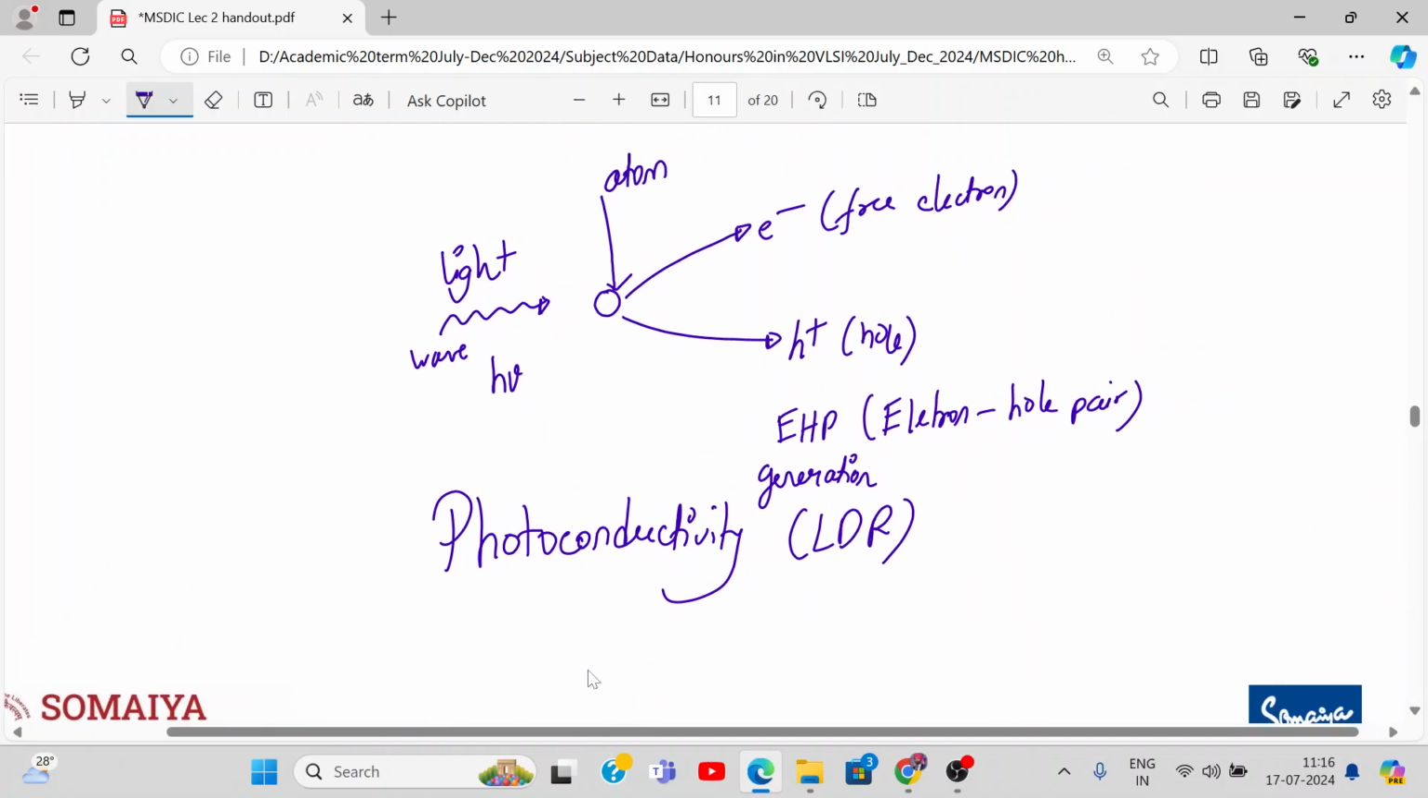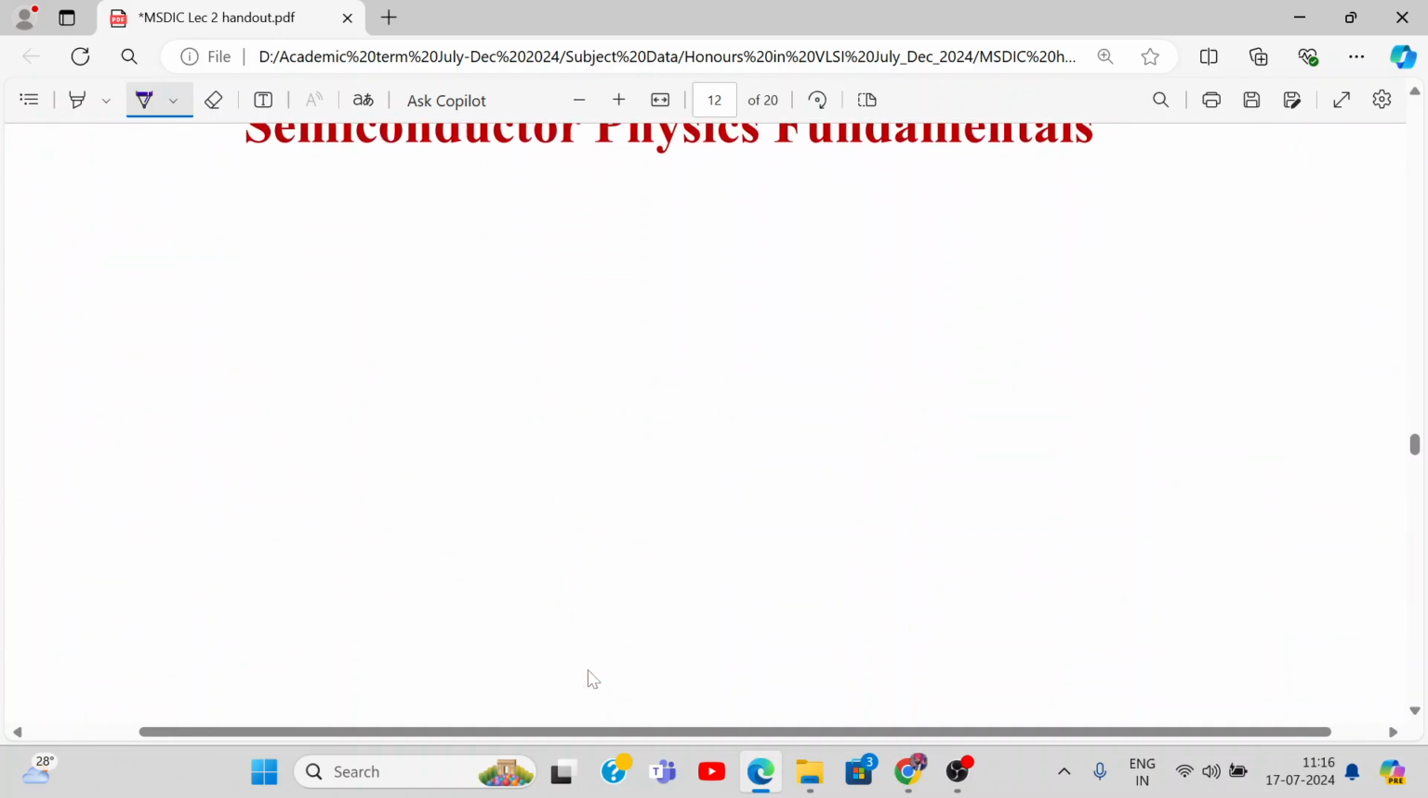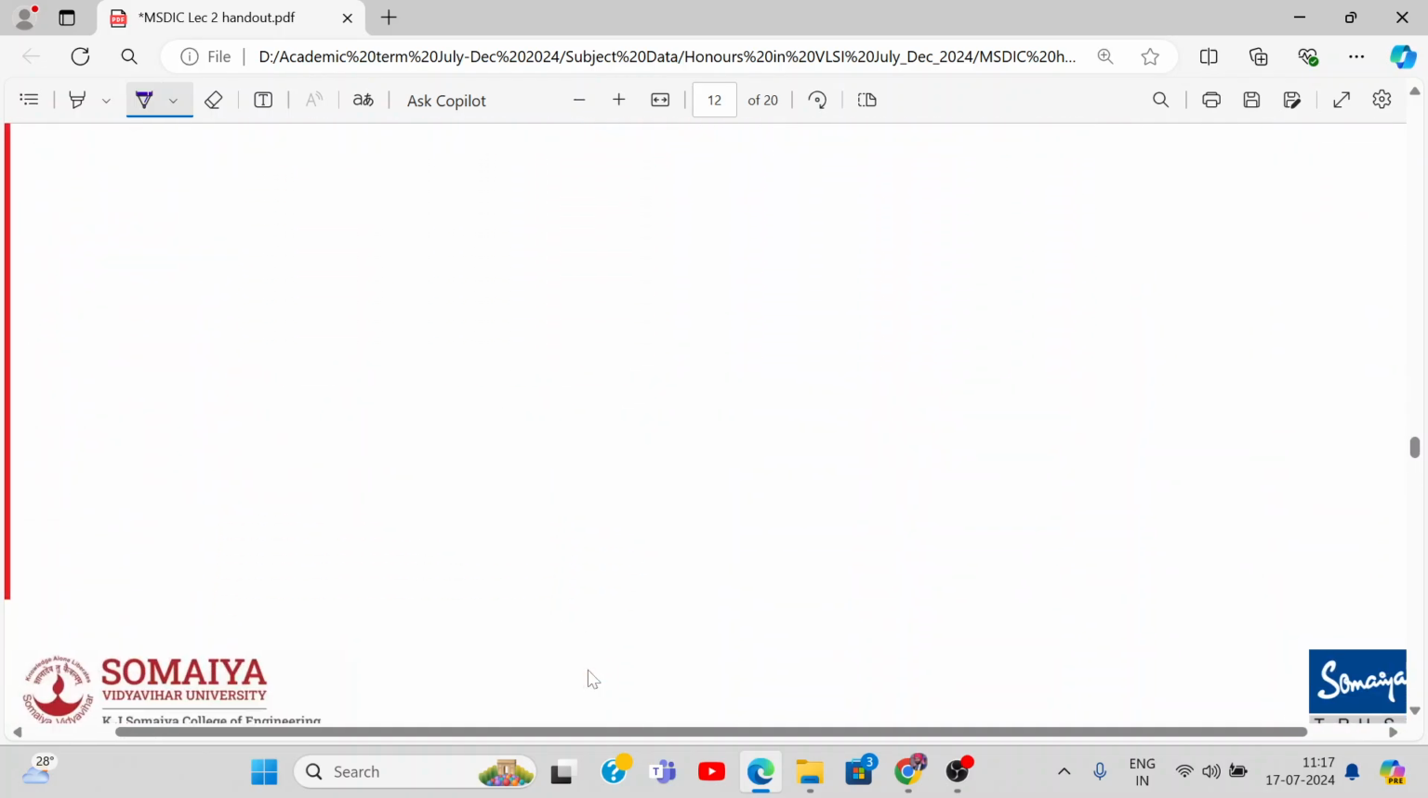Okay. This is photoconductivity. Next, we'll talk about the photovoltaic, the solar cell. Whenever a free electron and a hole in a semiconductor meet in a crystal lattice and recombine, they give away light. Light has a particular frequency spectrum, right? So this is called electroluminescence.